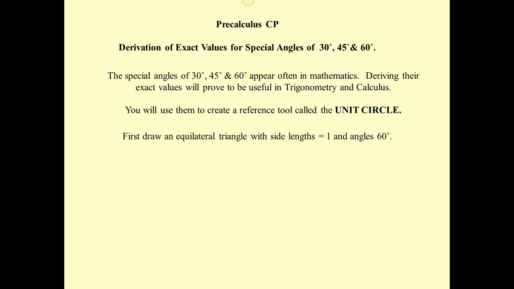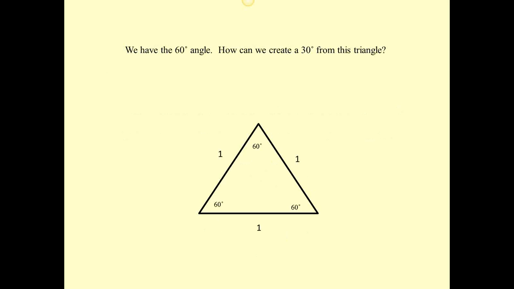We will begin by finding the exact values for the 30 degree and 60 degree special angles. To start our derivation, draw an equilateral triangle with side length 1. Since it's equilateral, all the angles are 60 degrees.